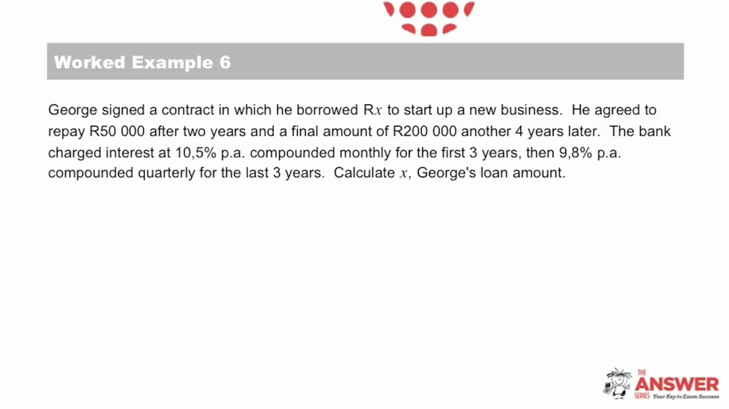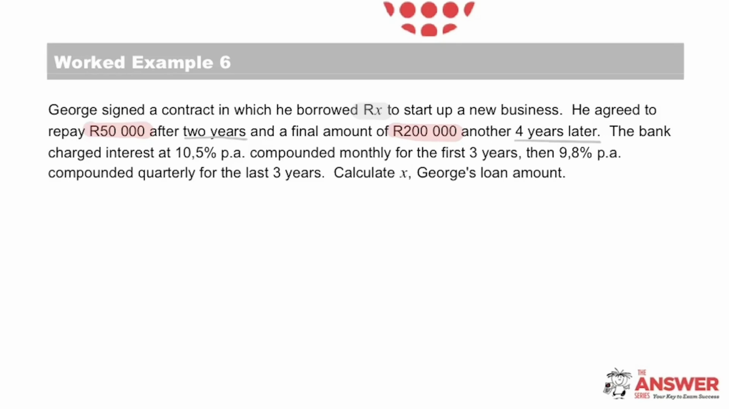We'll go through the question itself together without looking at the solution. Pause the video as soon as you feel ready to give it a try at any point through this slide. So, in this question, George signed a contract in which he borrowed X Rand. He agreed to pay 50,000 Rand after 2 years and a final amount of 200,000 Rand 4 years later, in other words, after 6 years.